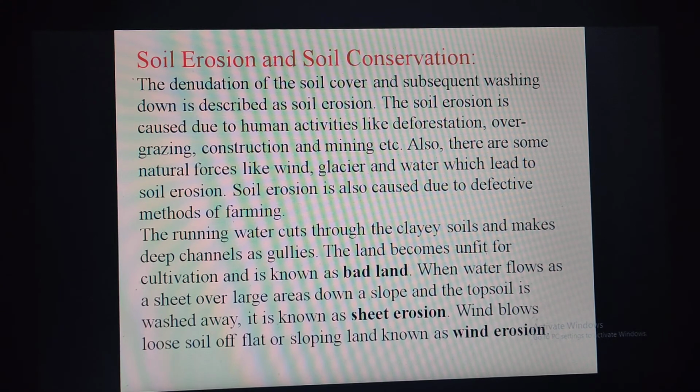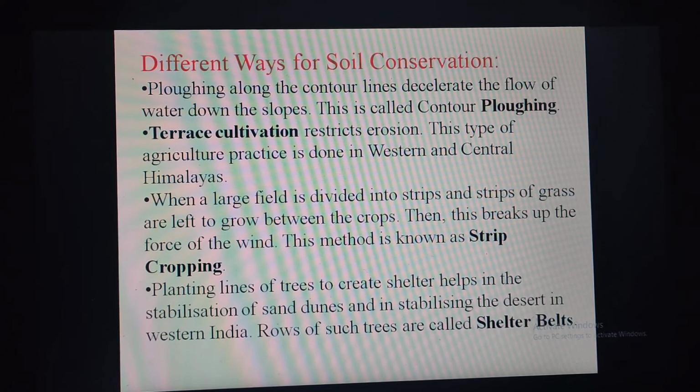The running water cuts through the clay soil and makes deep channels known as gullies. The land becomes unfit for cultivation and is known as bad land. When water flows as a sheet over large areas down a slope and the topsoil is washed away, it is known as sheet erosion. Then wind blows loose soil of flat or sloping land, known as wind erosion.